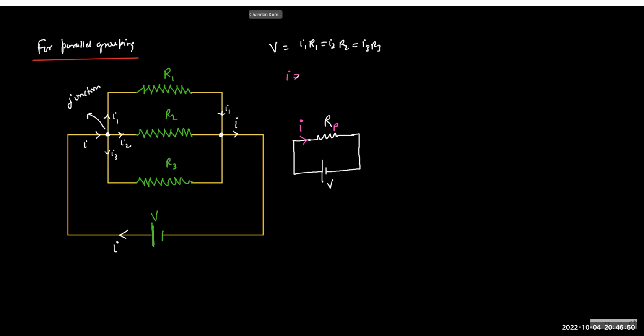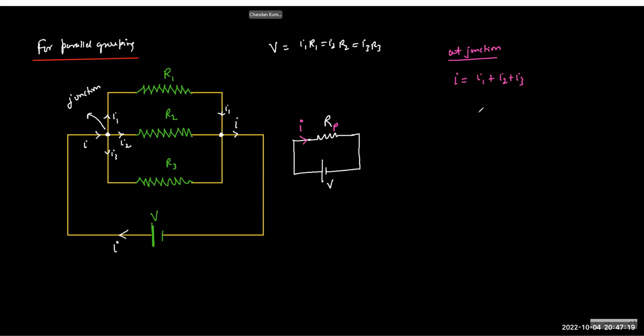So we have to write the junction rule. What is the junction rule? The current at any junction, I'll just write, at the junction, the incoming current is I and the outgoing is I1, I2, I3. Incoming will be equal to outgoing.